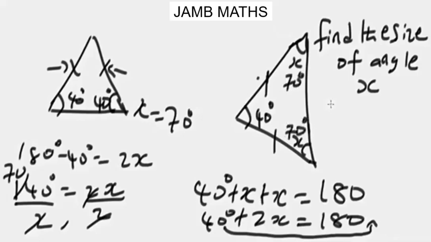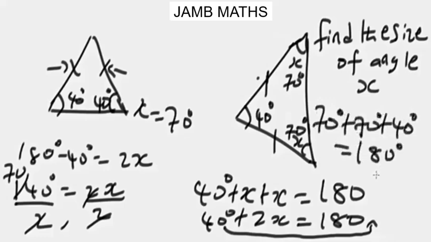That means 70 degrees will be here, and also 70 degrees will also be here. So it's as simple as that. So when you add 70 degrees plus 70 degrees plus 40 degrees, you get back to what? 180 degrees. All right, so that will be the answer to this question.